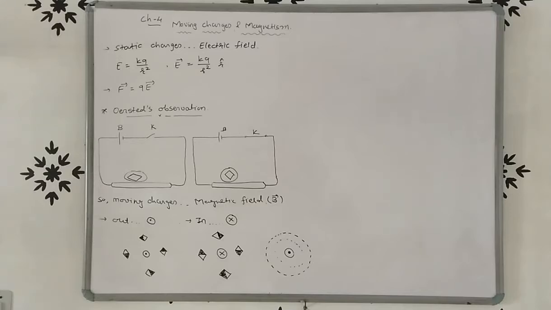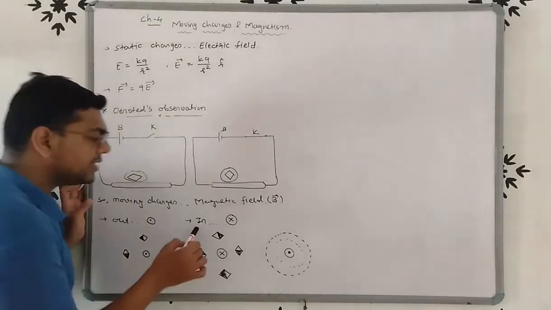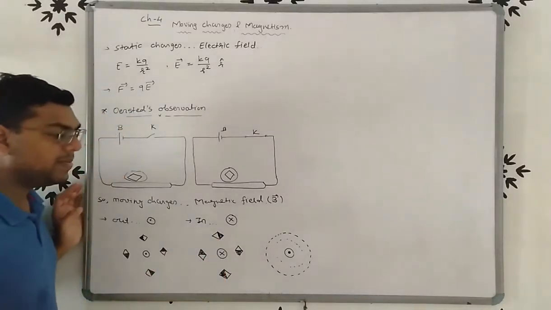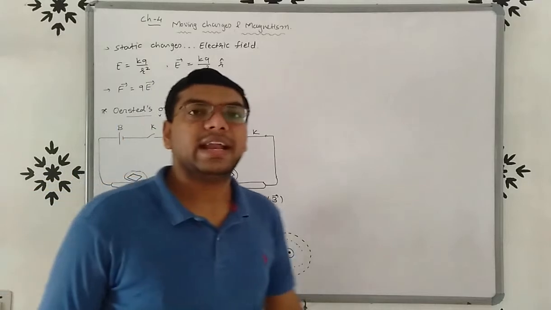So this is the discussion about the experiment and you have to remember this: if the direction of current is outward then it is denoted by dot, if the direction is inward then it will be denoted by cross.